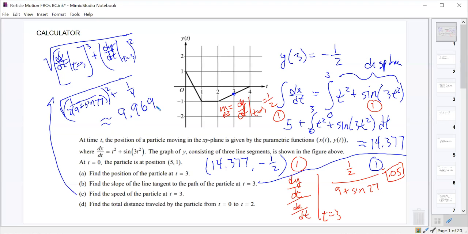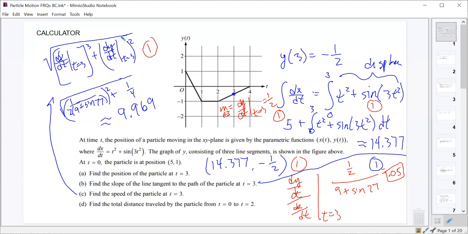And that one is worth 2 points, one for getting the right expression, so the magnitude of the velocity vector, which is just the square root of 2 squared, 9 plus sine 2 sine of 27 for the dx dt part.